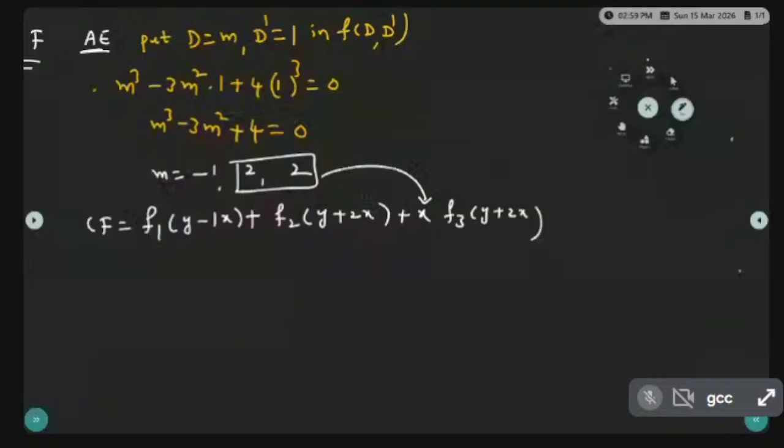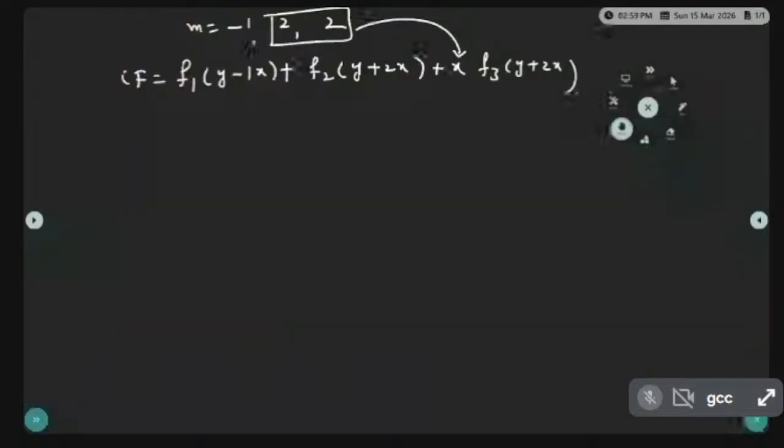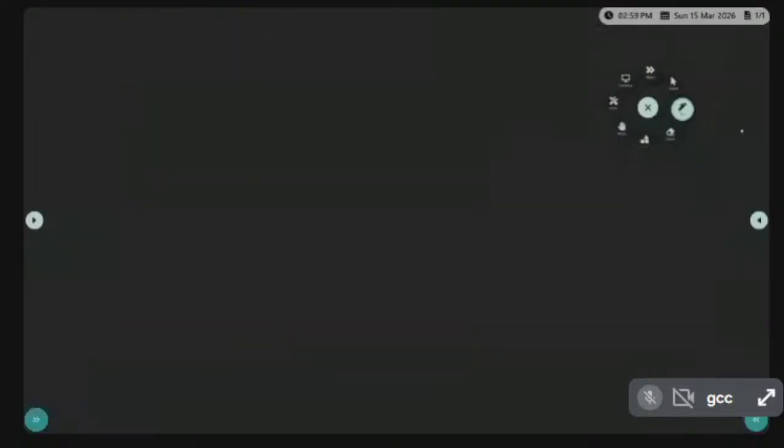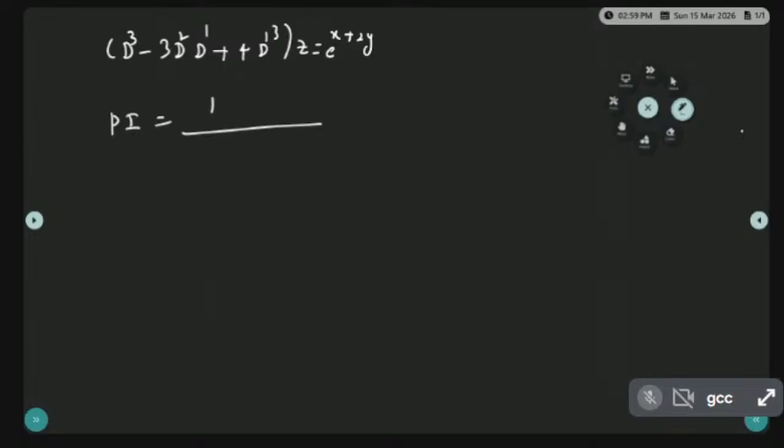What is the differential equation? Can you please tell me? What is the differential equation? D cube minus 4, sorry, minus, plus 4 d dash cube. Okay. Everybody concentrate. To find the particular integral, send this term to the right side. D cube minus 3 d square d dash plus 4 d dash cube into, okay.